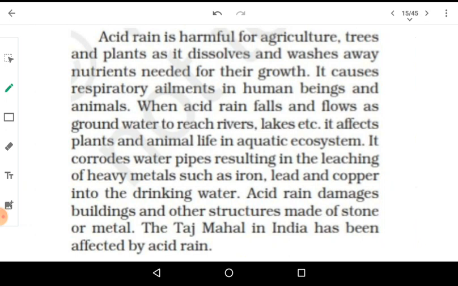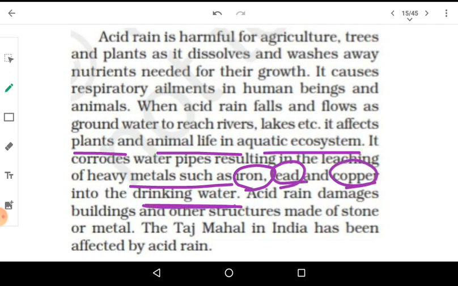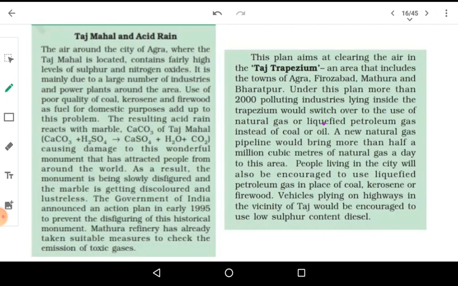When acid rain falls and flows as groundwater to reach rivers, lakes, etc., it affects the plant and animal life in the aquatic ecosystem. It also corrodes water pipes, and that can result in the leaching of heavy metals such as iron, lead, copper, etc. into the drinking water. And it can also damage prestigious monuments like the Taj Mahal, right? So these are the harmful impacts of acid rain.